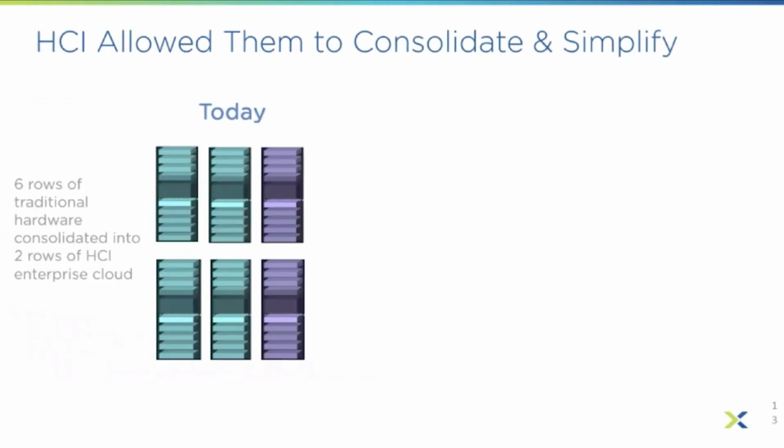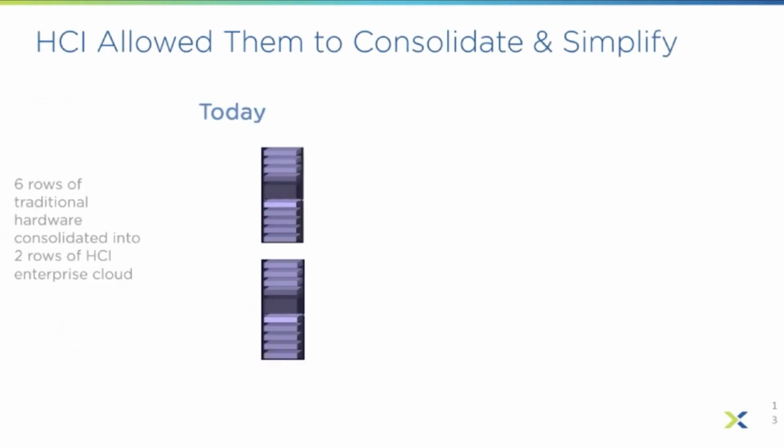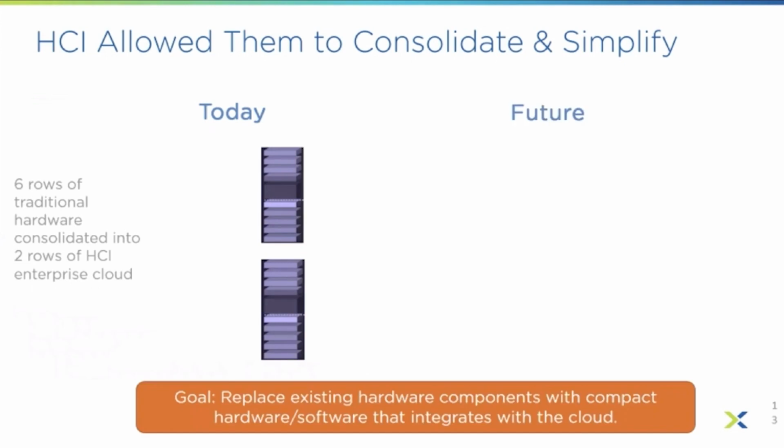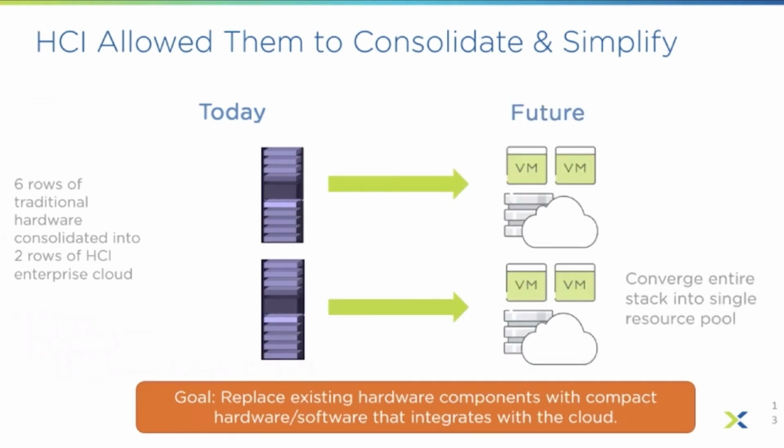Just to talk about what they were really looking to do, they had 6 rows of racks of hardware in their data center. When they moved to Nutanix, it went down to 2 rows. So just tremendous power, cooling, footprint savings there. And really, they're looking to move to this hybrid cloud model.